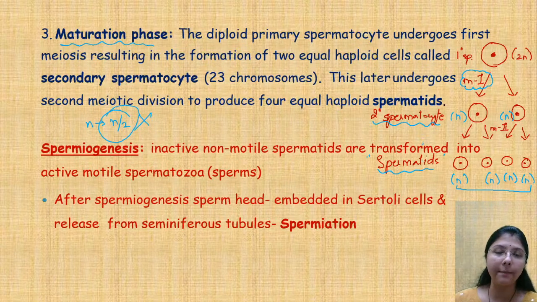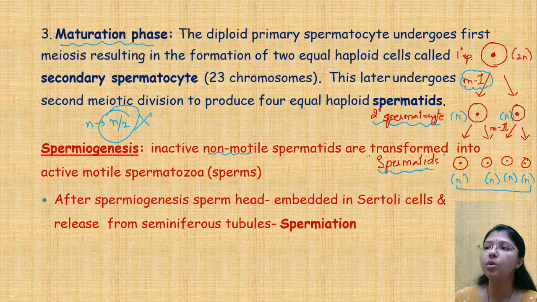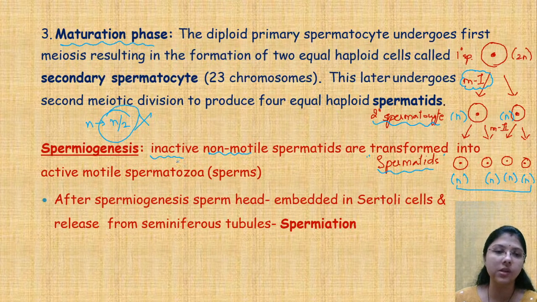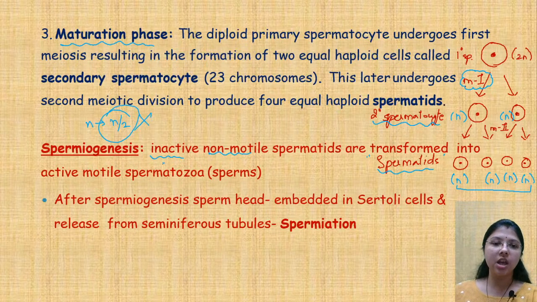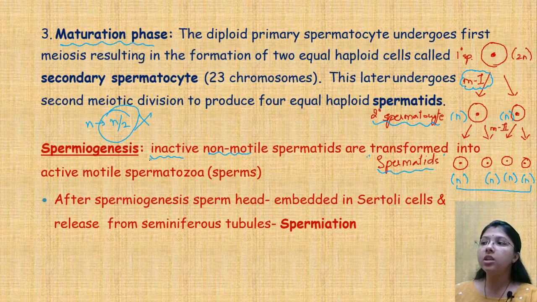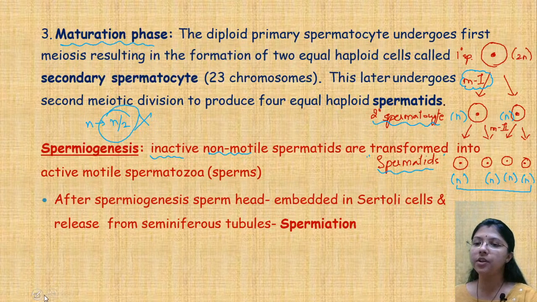Now what is going to happen? The spermatids which are formed are actually non-motile, inactive cells. Now these spermatids undergo the process. They are transformed into it. They undergo maturation and differentiation. I'll draw the figure for you here.